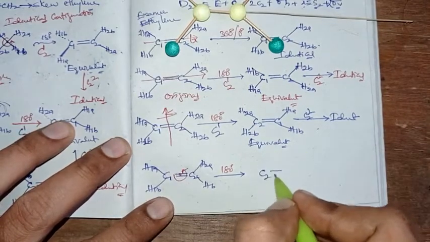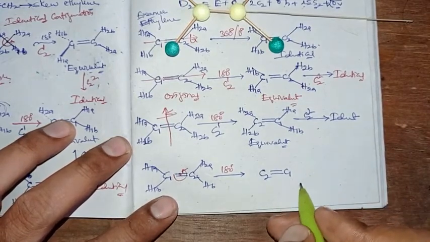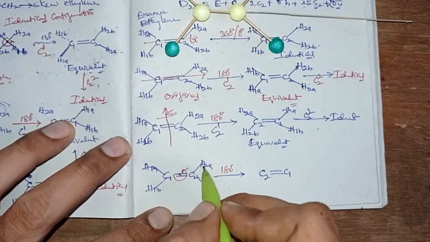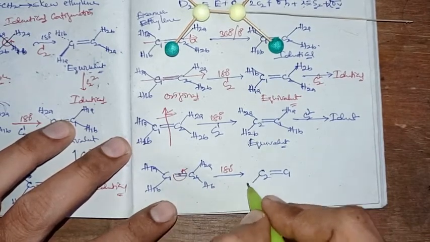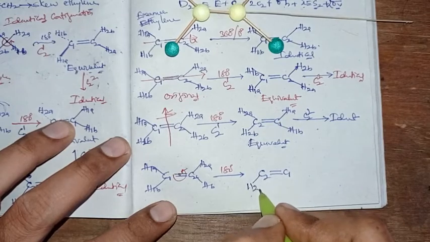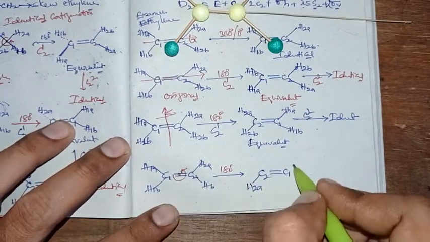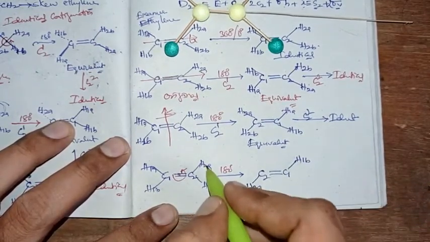The carbon 2 gets the carbon 1 position and carbon 1 gets the carbon 2 position, and same to that, the H2A will reach the 1B position when the molecule completes 180 degrees of rotation, right, in this manner. So here the H1B gets the position of H2A.